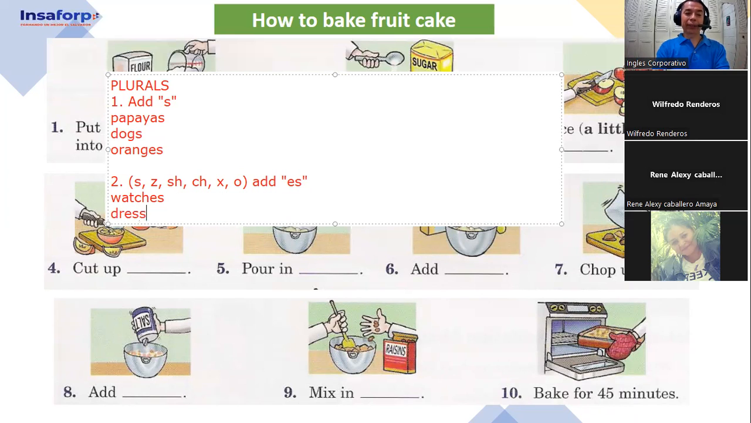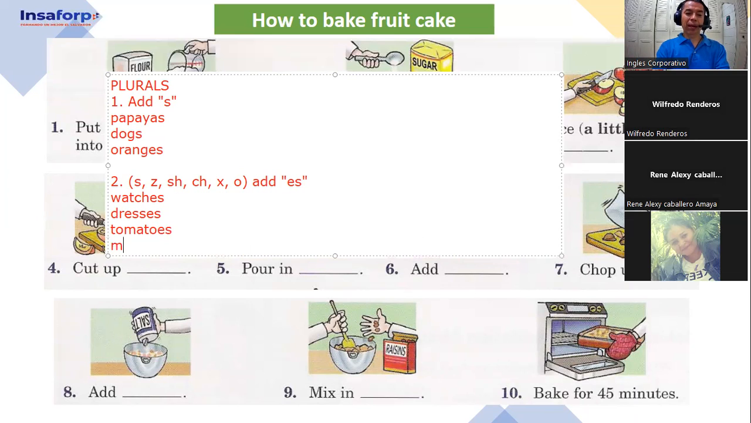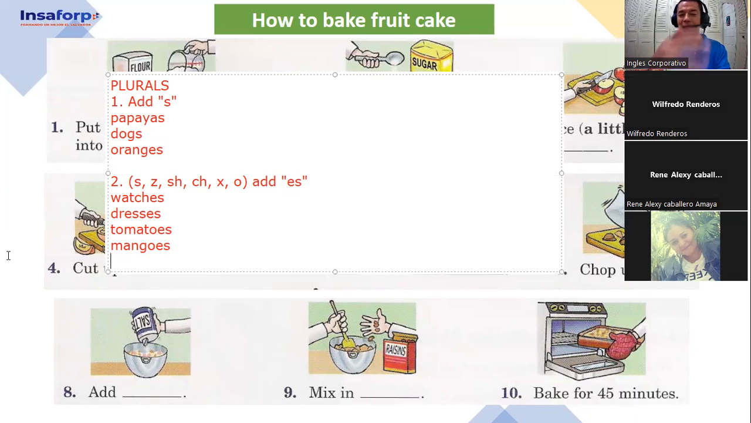Dress, vestido. Dresses. Lo que estamos viendo, a tomato. Tomatoes. Mango. Mangoes. Okay. Potato, etc. I can continue, right? Thank you, teacher. No, okay, wait, todavía falta un poquito, Evelyn. Todavía falta un poquito. Sorry.